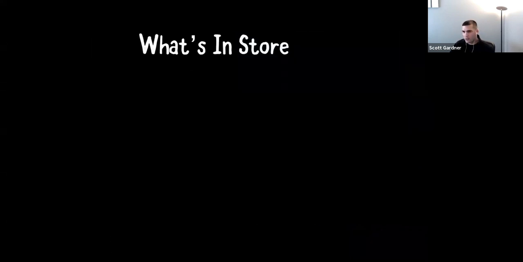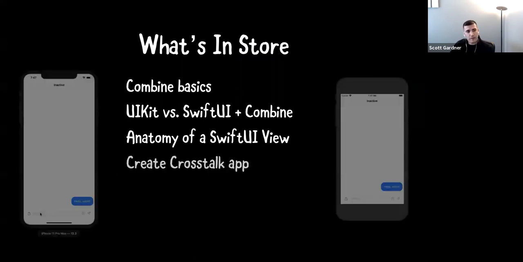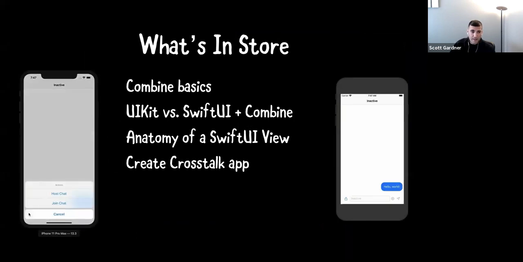Okay, so what's in store for this workshop? As I mentioned, we're going to take a look at some of the basics and fundamental concepts of Combine. Then we'll take a look at a comparison of UIKit and traditional APIs versus SwiftUI and Combine. And we'll spend some time looking at the anatomy of a typical SwiftUI view so you can get a sense of what all the different parts are that make up a SwiftUI view. And as I mentioned, we'll then jump into starting a new project.